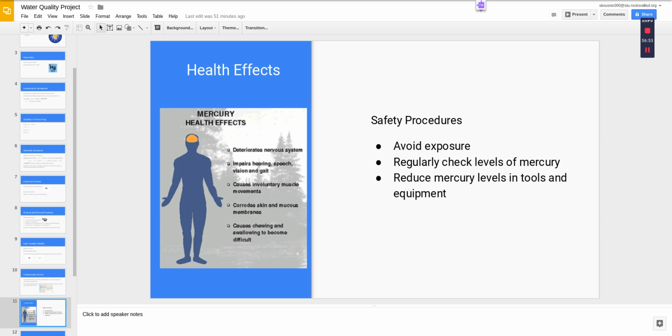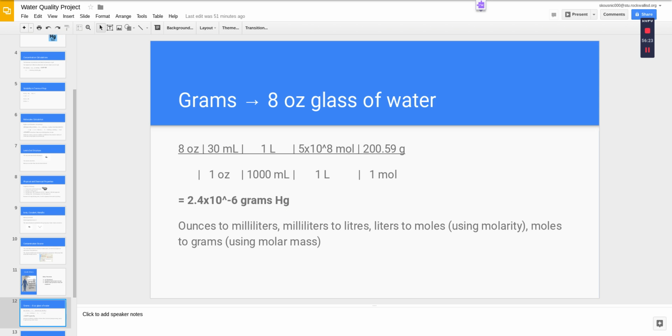With a high enough level of contamination, mercury can deteriorate the nervous system, impair hearing, speech, vision, and gait, cause involuntary muscle movements, corrode skin and mucous membranes, and cause difficulties in chewing and swallowing. In order to avoid these effects, most safety procedures are geared toward avoiding exposure. Some methods include regularly checking the levels of mercury in the soil and water and reducing the amount of mercury used in tools and equipment.